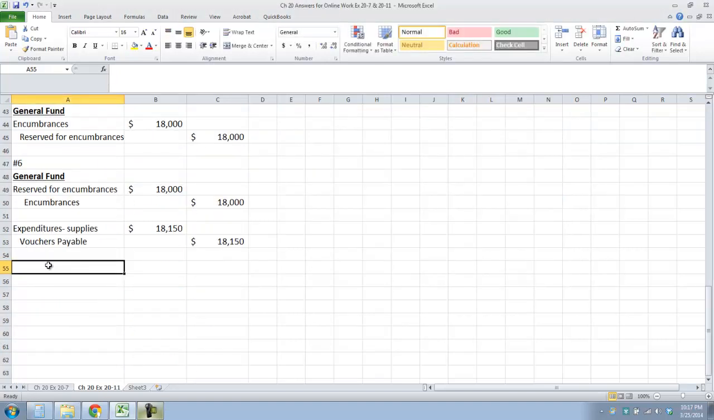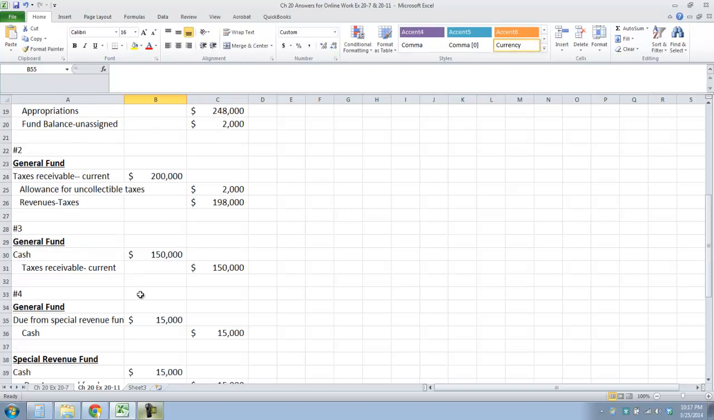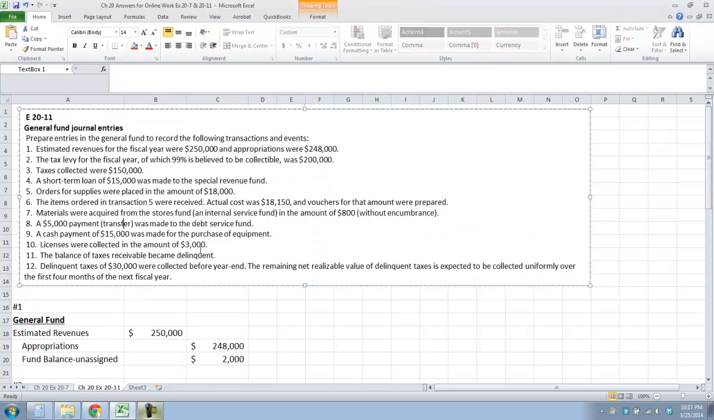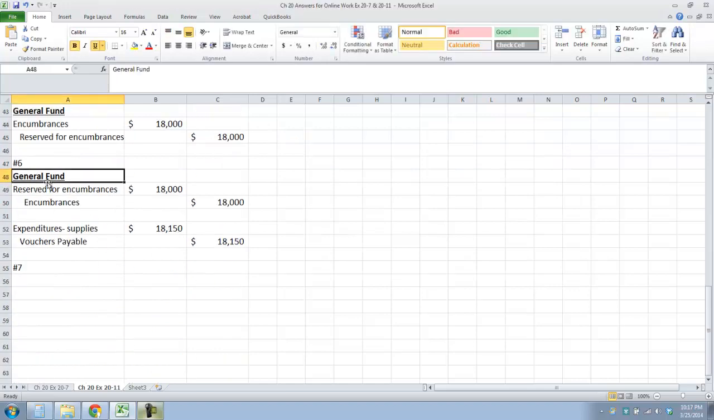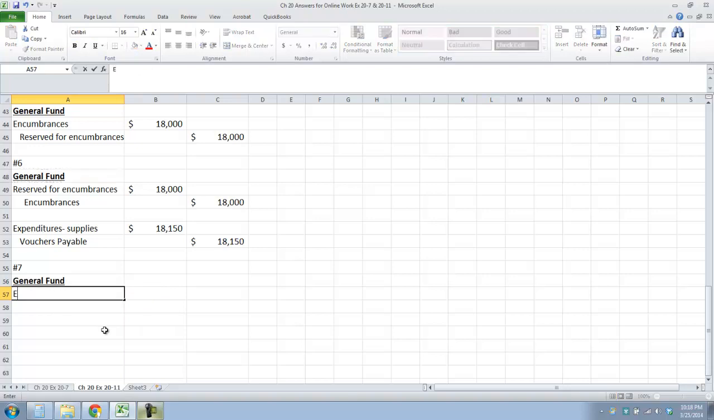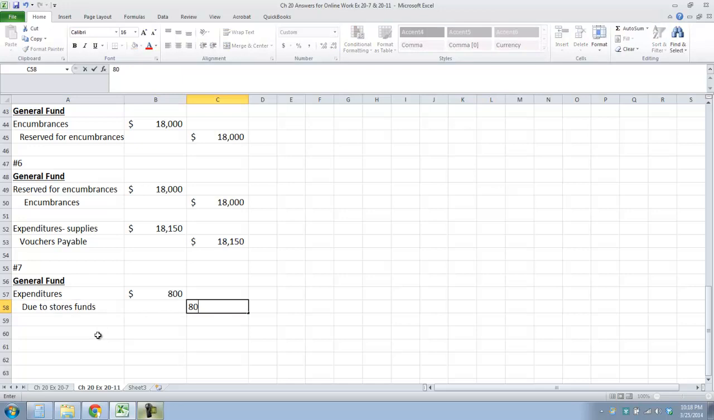Alright, so moving on to number 7. Number 7 from 211 is materials were acquired from the stores fund, an internal service fund, in the amount of $800 without an encumbrance. So in the general fund, it's going to be expenditures, 800, due to stores fund, 800.